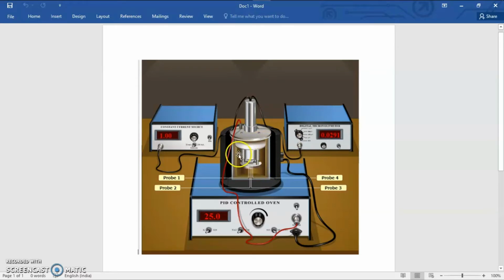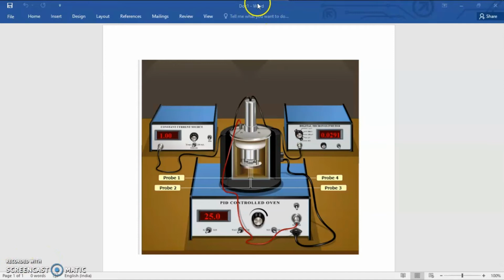A sample of the selected material, which is millimeter in size and has a thickness W. An oven, this is an oven, provided with a heater to heat the sample so that the behavior of the sample is studied with increase in temperature. Constant current generator, oven power supply and digital panel meter measuring voltage and current.